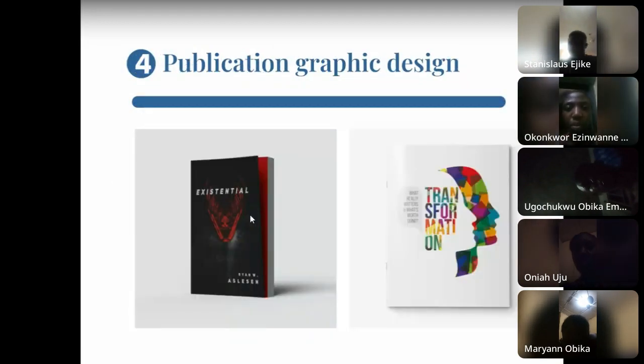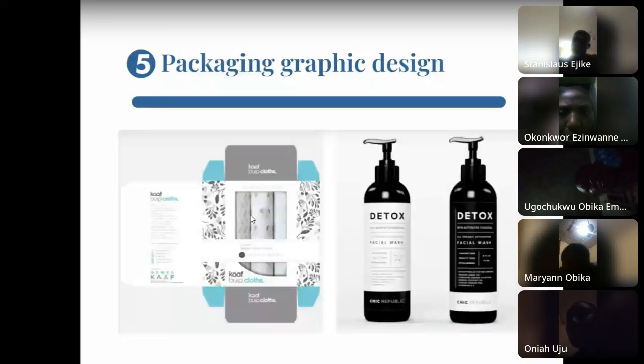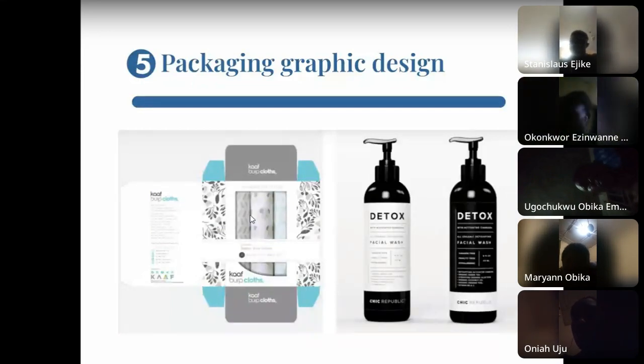The fifth one is called... The fourth is publication graphics design. It has to do with textbooks, monographs, and so on. It's on the screen. The fifth one has to do with packaging design, when you're doing designs for packaging.